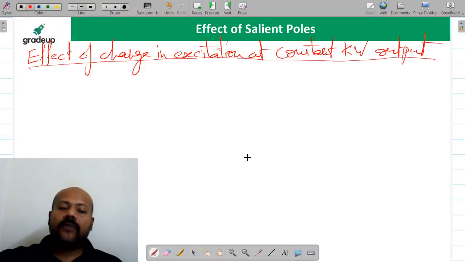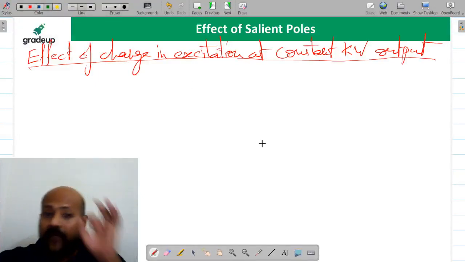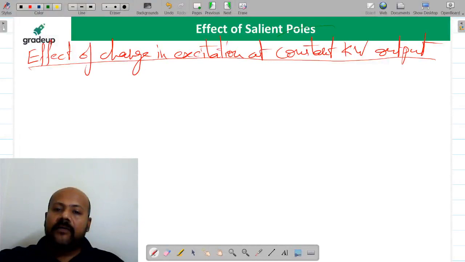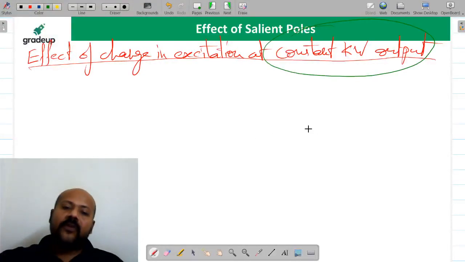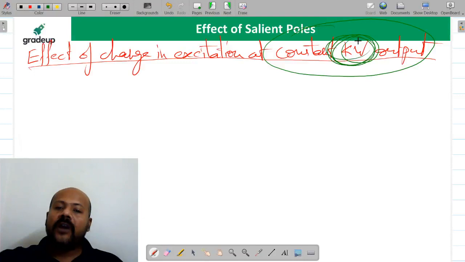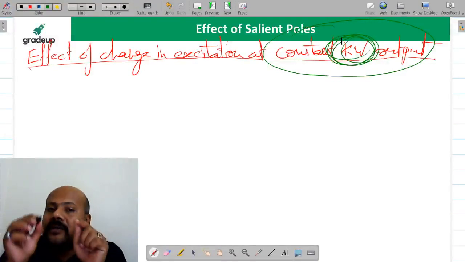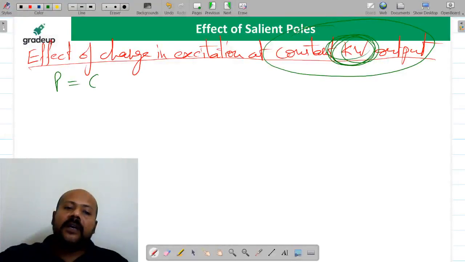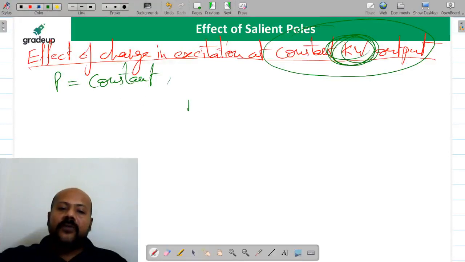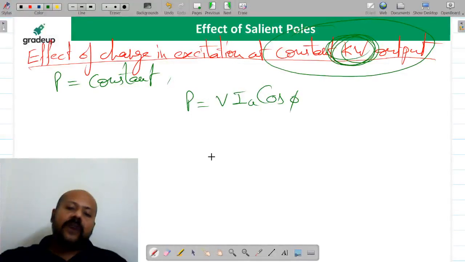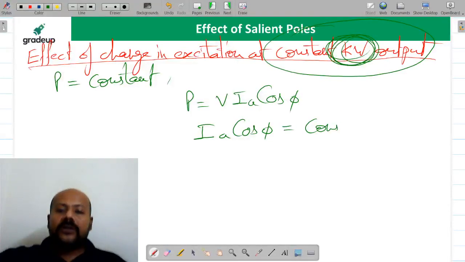Now just see what we are going to do here. It is going to be very important for you to understand beta. When we are saying constant kilowatt output, what is the meaning of this? What is the meaning of kilowatt? Whenever you are talking in terms of kilowatt, you are talking in terms of real power. So beta, simply we are saying P is going to be constant. When beta P is going to be constant, you know P you can write as VI A cos phi. Yes or no? Now if P is constant beta, then you can write IA cos phi is equal to constant.